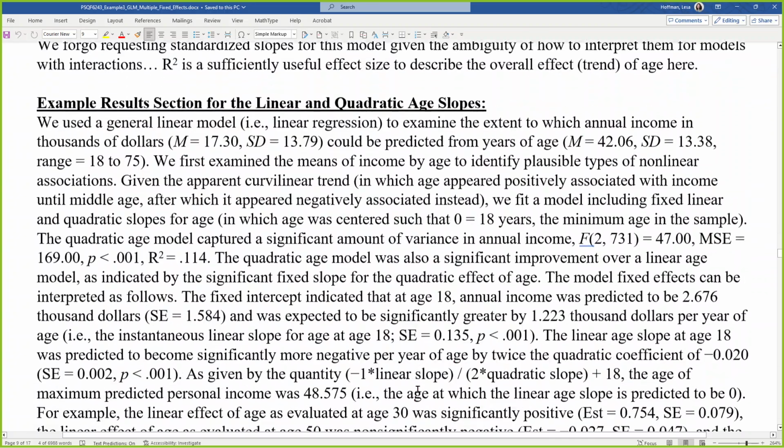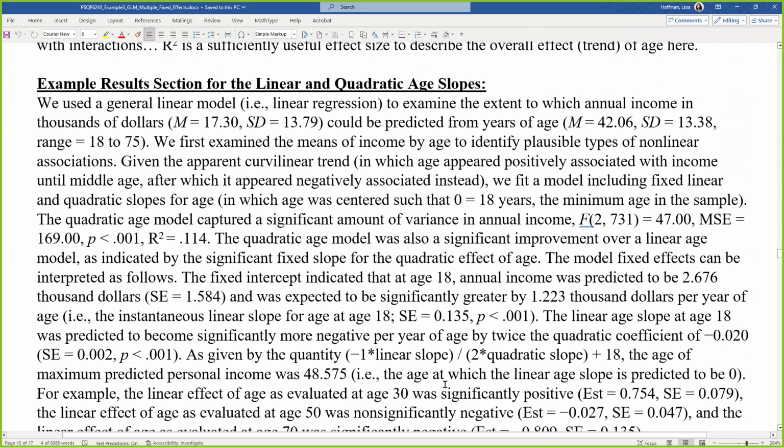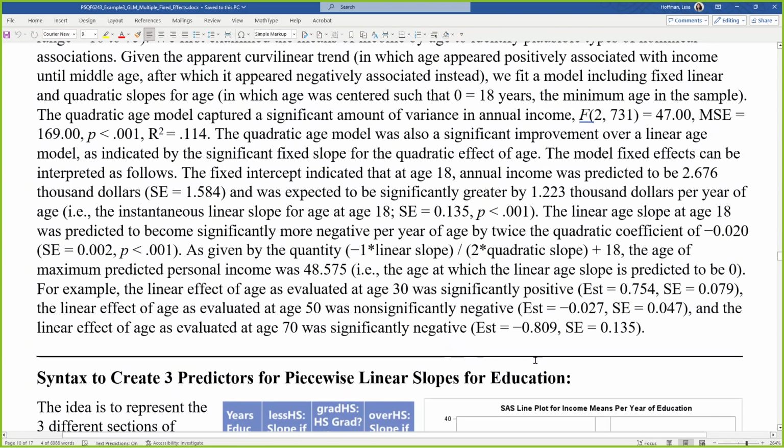And here's my little paragraph. It's a little paragraph compared to an entire results section, or an entire journal article about it. Yes.